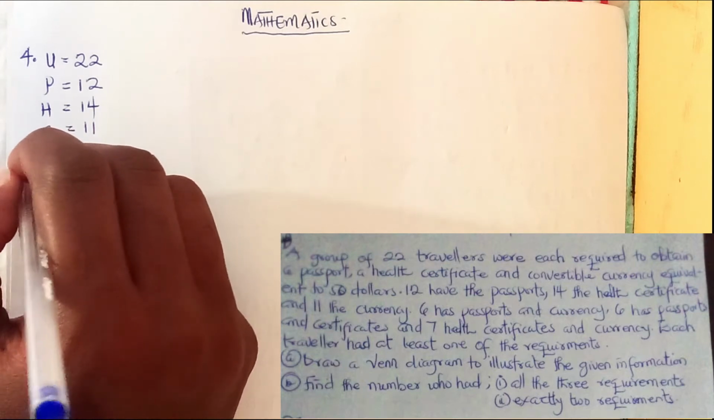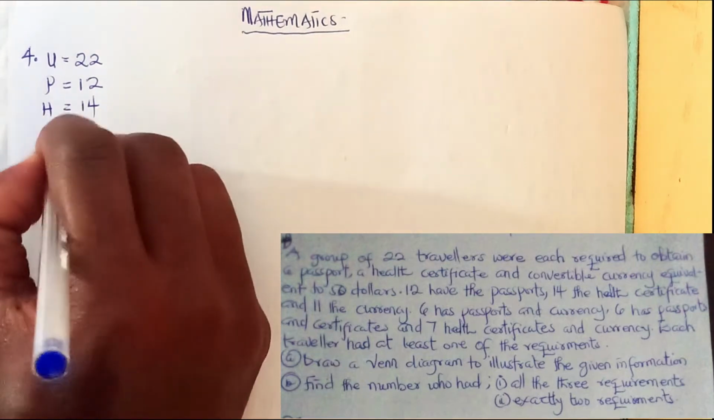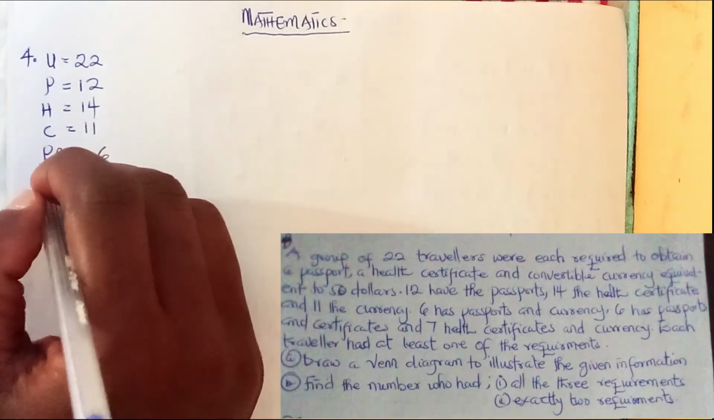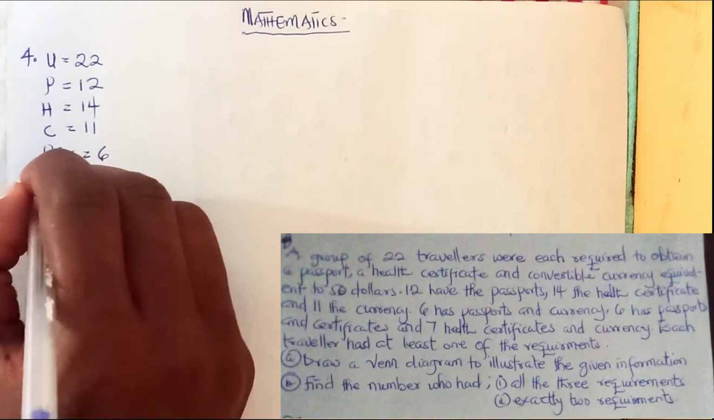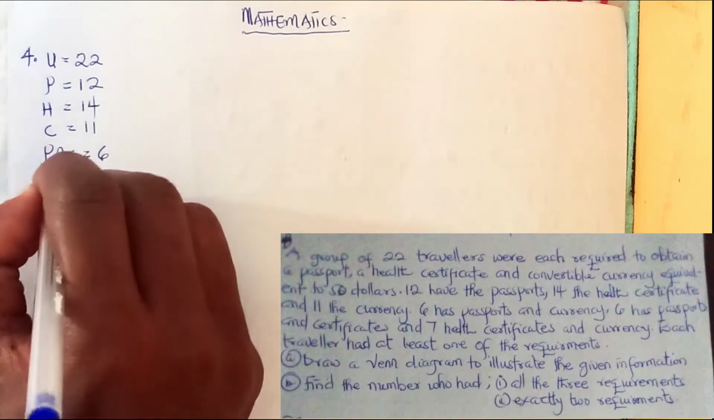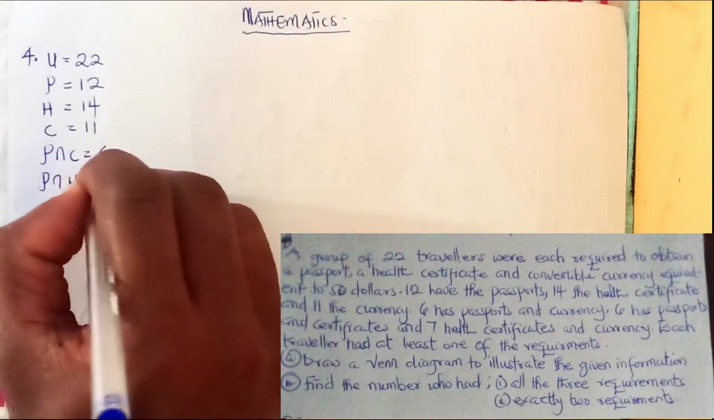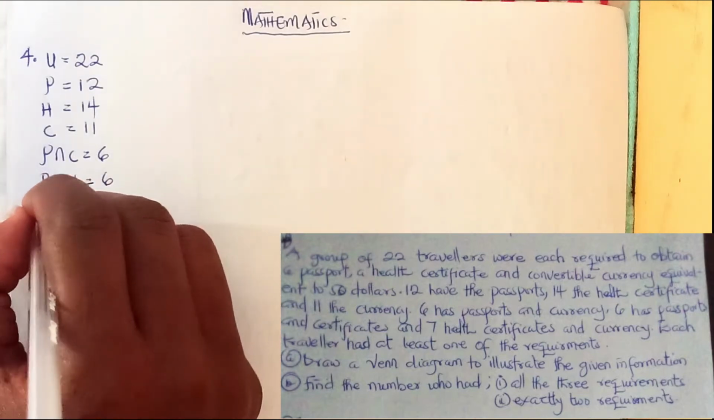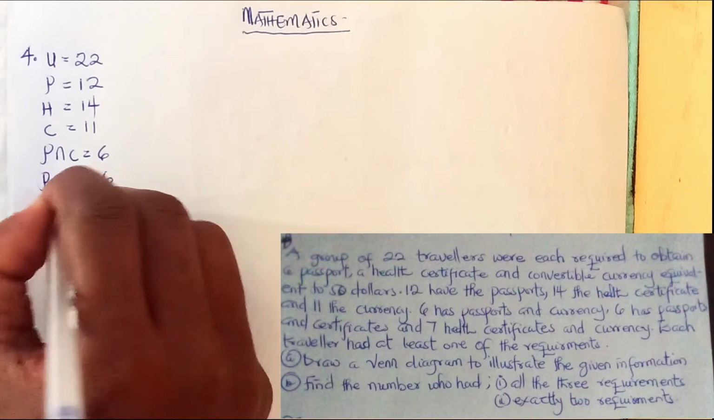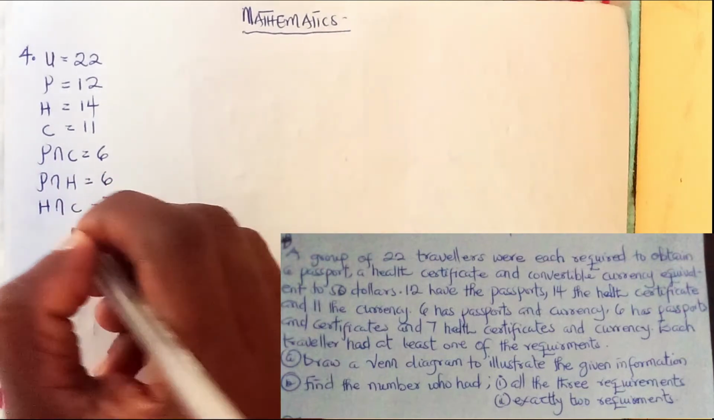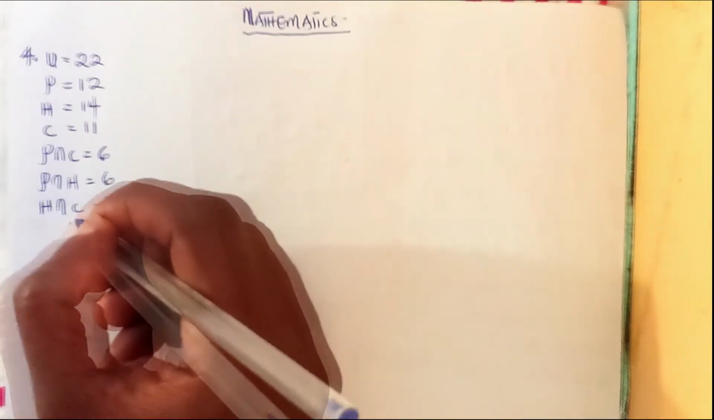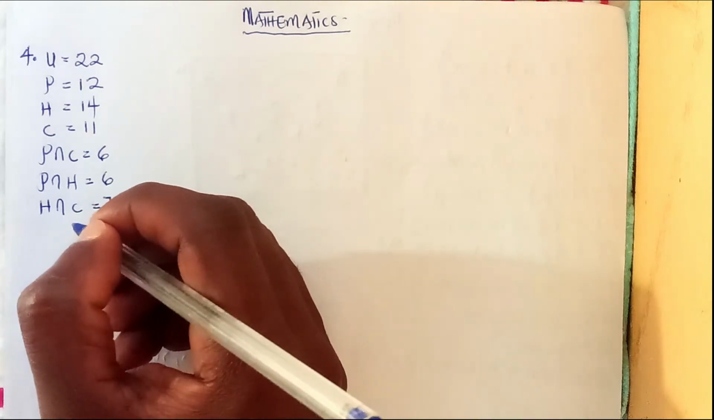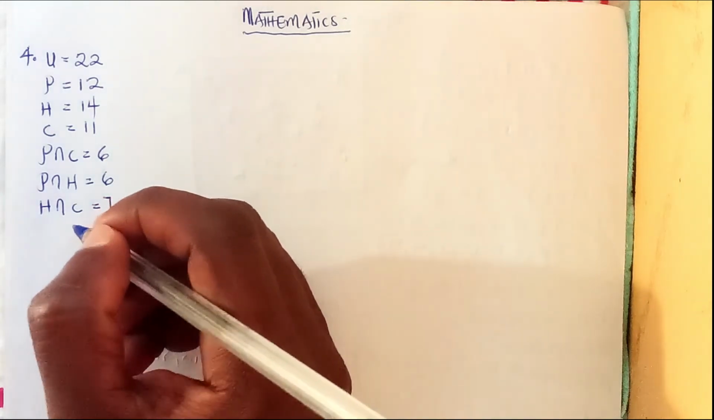6 of them have both passport and currency, so P intersection C equals 6. 6 of them have passport and certificate, so P intersection H equals 6. And 7 of them have a certificate and a currency, so H intersection C equals 7. We are asked to represent this information on a Venn diagram. So let's draw it on a Venn diagram.